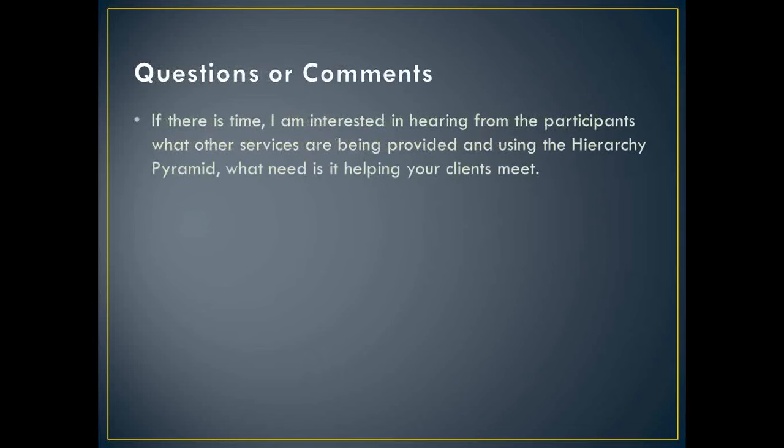So that's the overview, and hopefully I was able to meet the objectives. If there are any questions, hopefully you type them in, but also at this time, I'm interested in hearing from the participants, what are some of the services that you all are providing, and in using the hierarchy pyramid, what need is it helping your clients to meet?